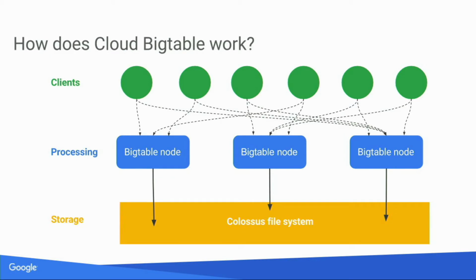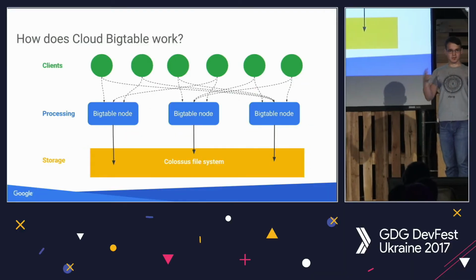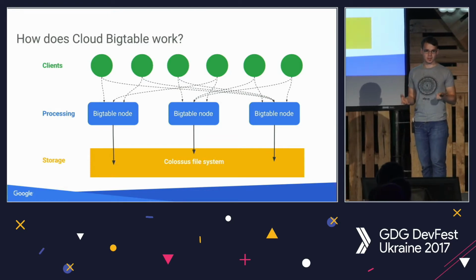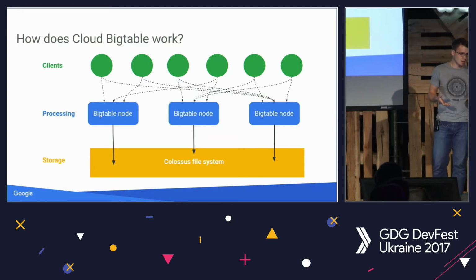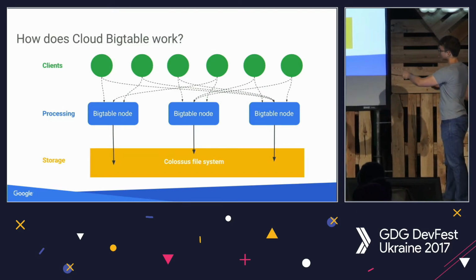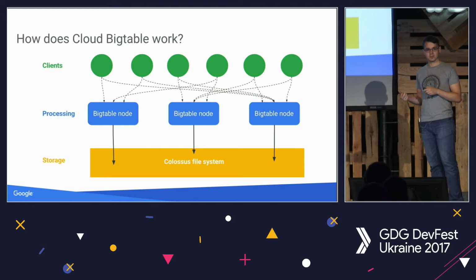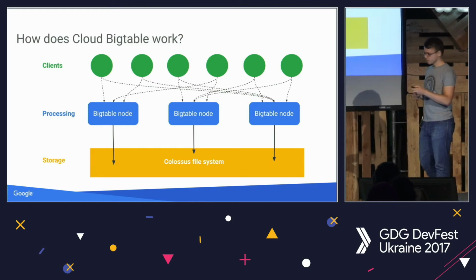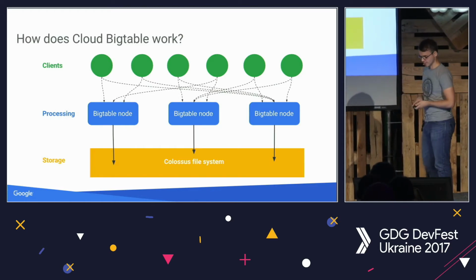Okay. How does Cloud Bigtable work? Clients connect to some kind of balancing tier. You can think about it as a load balancer, and clients interact with the load balancer. We provide you an entry point that you can use in every client, in every piece of your software. The Bigtable nodes themselves, every node, reads and writes data to our Colossus file system.